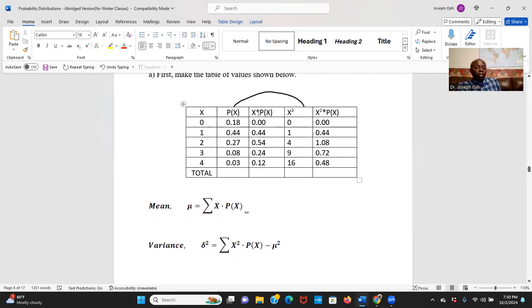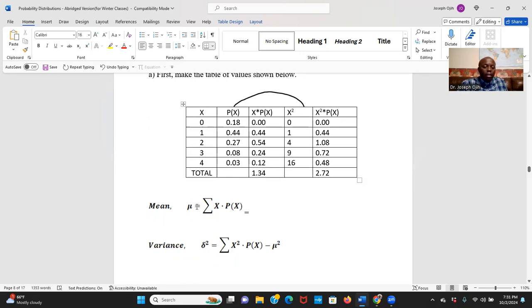So now we need this total here and this one. So you add all this. I added all this, and I got 1.34 as the answer for that side. And if I added this one here, I got 2.72. You can always verify this with your calculator.